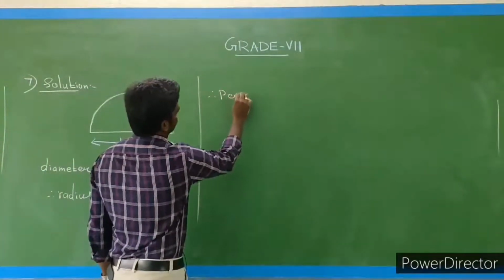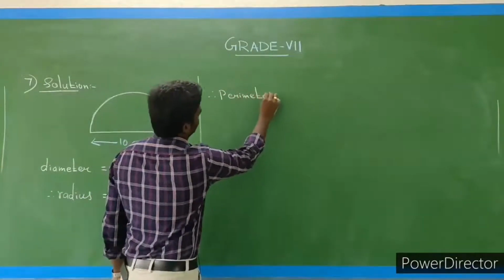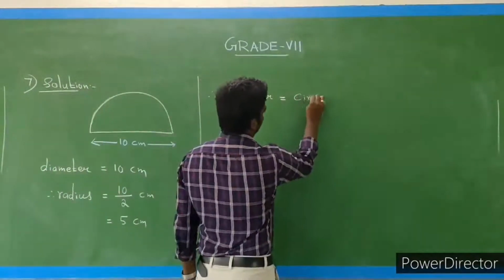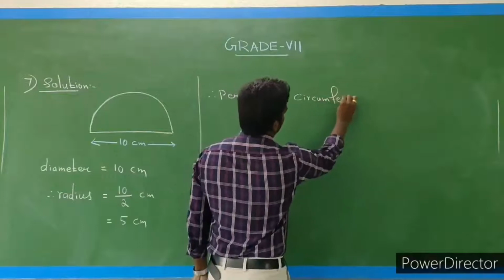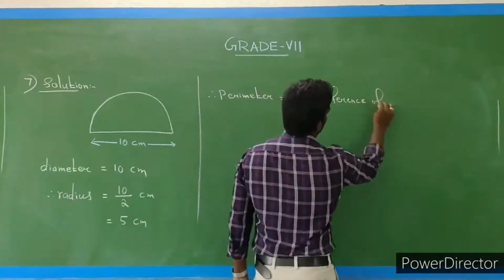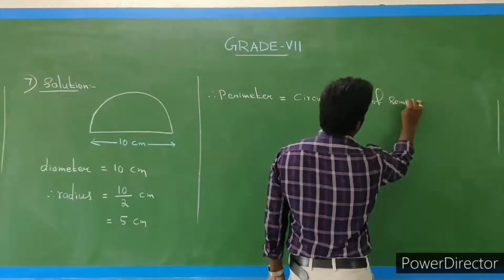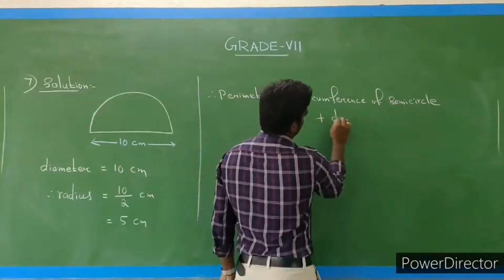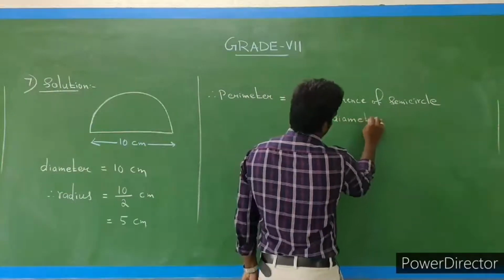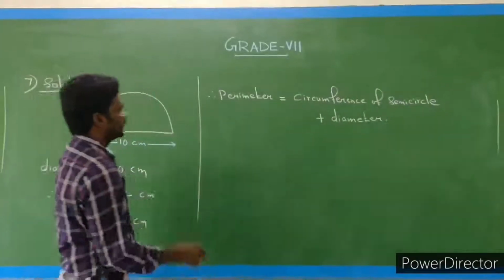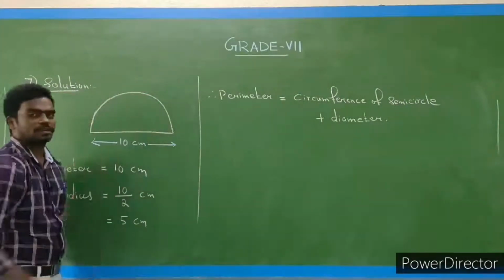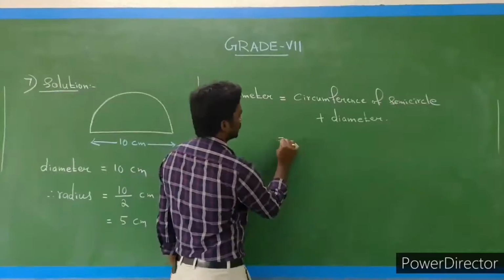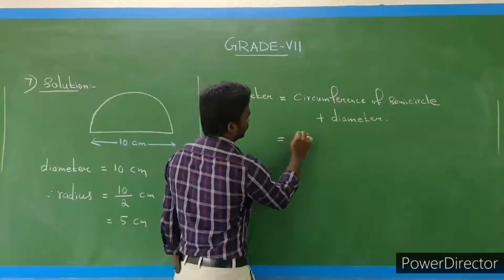Therefore perimeter is equal to circumference of semicircle plus diameter. So the given shape is a semicircle including its diameter. So perimeter is equal to circumference of semicircle plus diameter, which is equal to, what is circumference of semicircle formula?